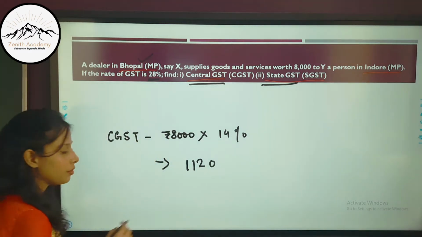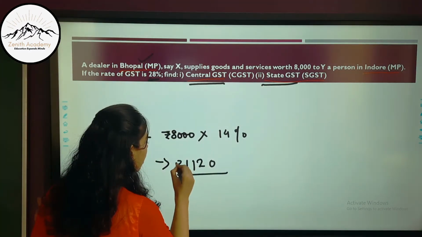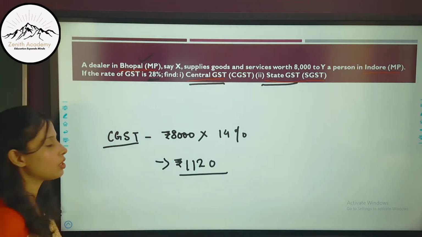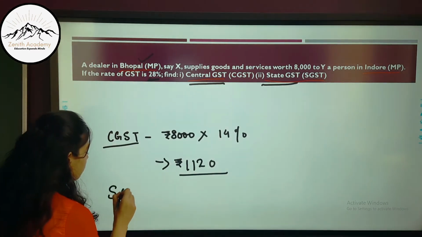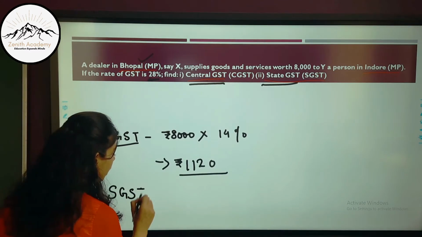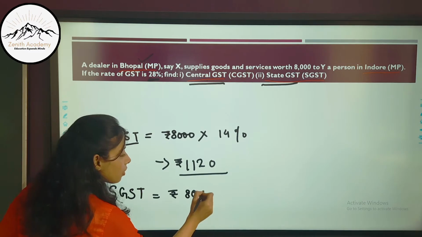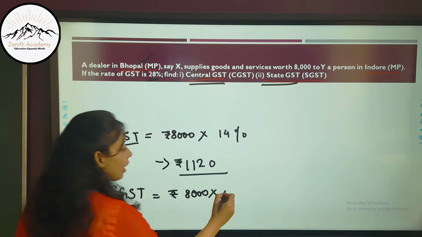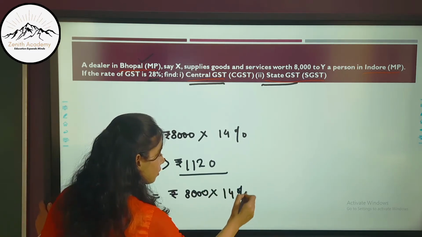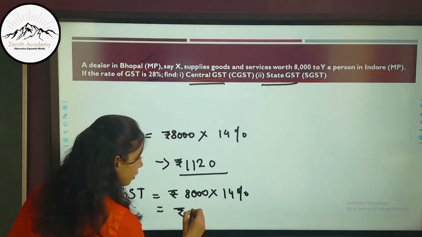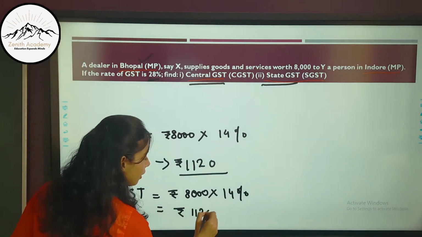So our CGST is rupees 1120. The next we need to find is SGST, which is equal to 8,000 into 14%. Same, because it is allocated equally. So rupees 1120.